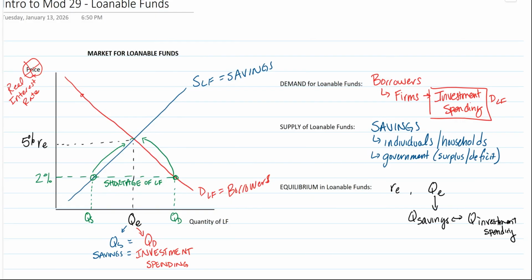So those are our basics. Supply of loanable funds is made up of savers, demand for loanable funds is made up of borrowers, and they're going to find themselves at an equilibrium point where every dollar saved becomes a dollar spent.